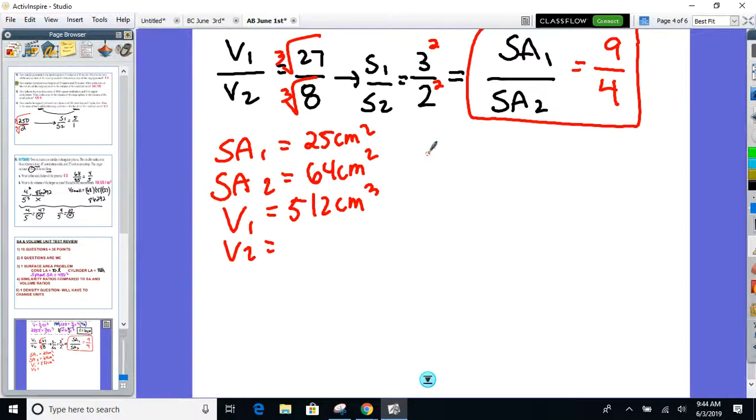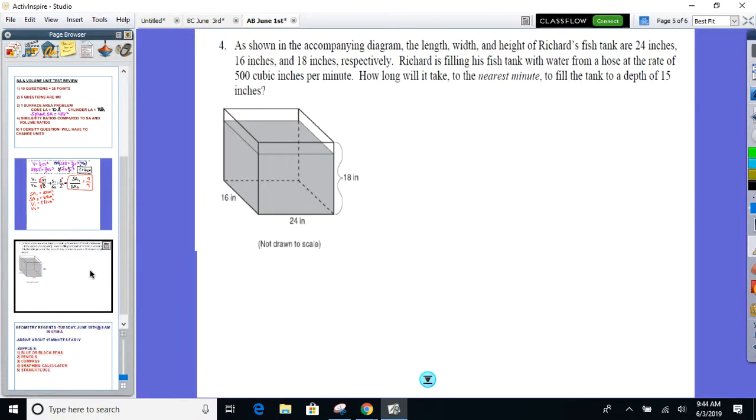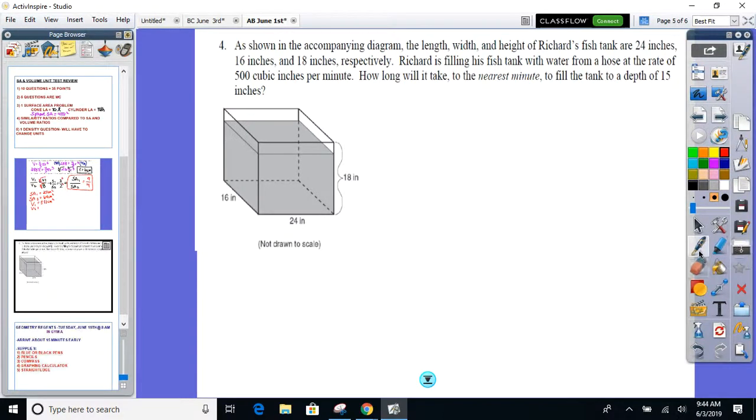Any other questions? I got one more, which I believe is number 4 there with the tank. Richard's fish tank. From a hose. Anybody fill their fish tanks with hoses? It's a pretty big fish tank if you need a hose, right? I think you would just dump water in there. I don't have any fish. No animals at the Carlino household. I'm that guy.